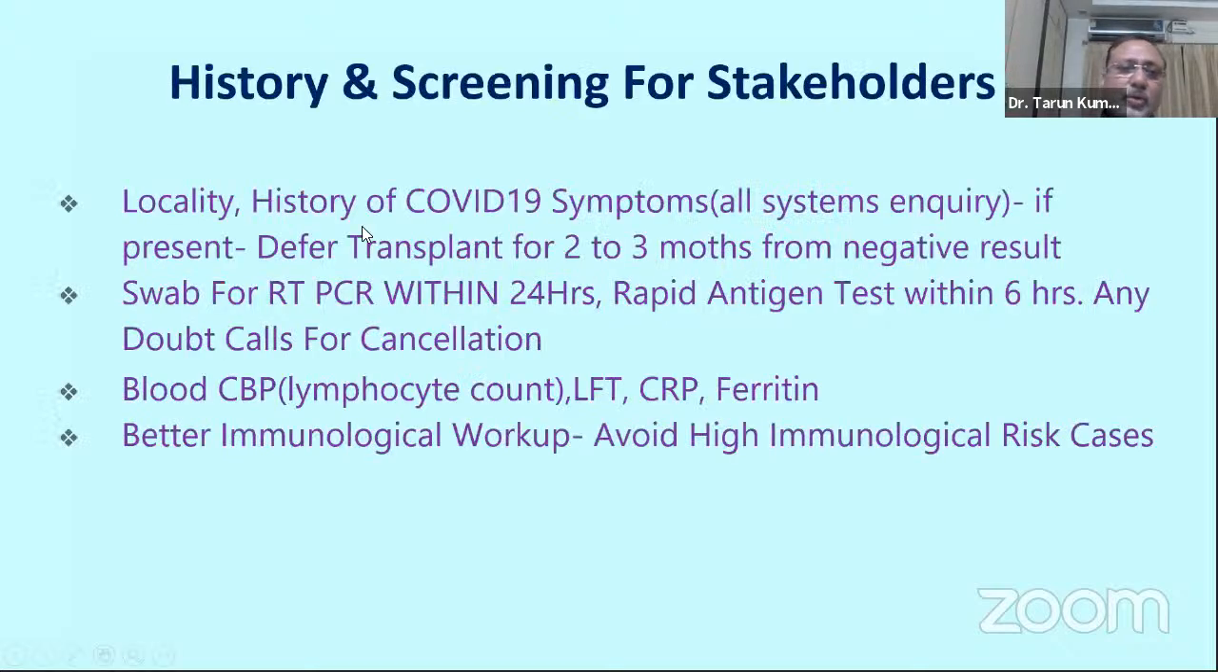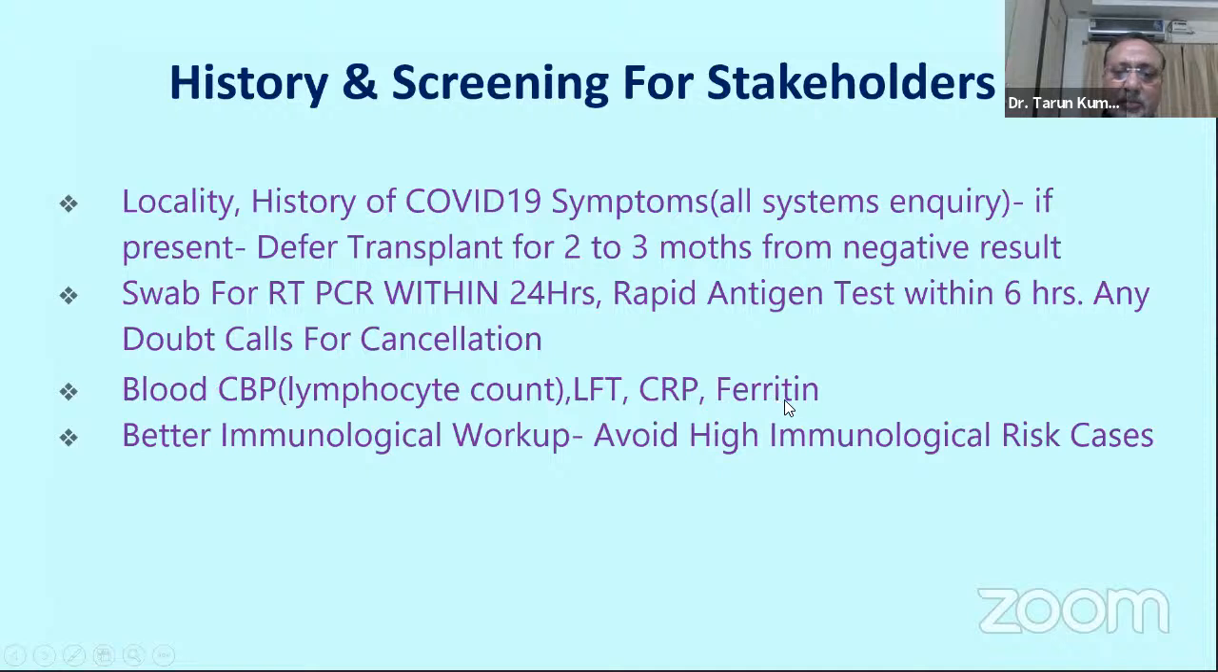So we do all sorts of testing, COVID testing repeatedly two times before the surgery is planned, and we take the history for the donor and recipient. Any doubtful history suggesting COVID infection in the last 2 weeks, transplant cannot be done. And COVID testing is to be done as close as possible before transplantation.